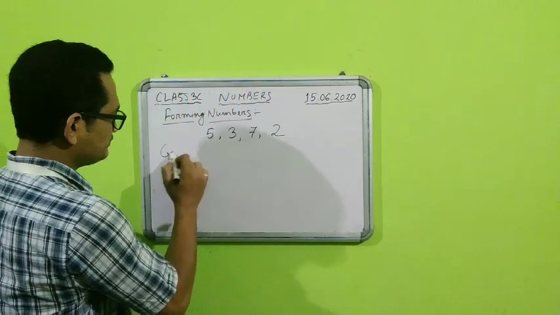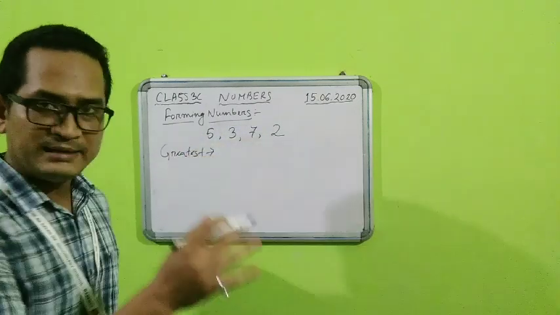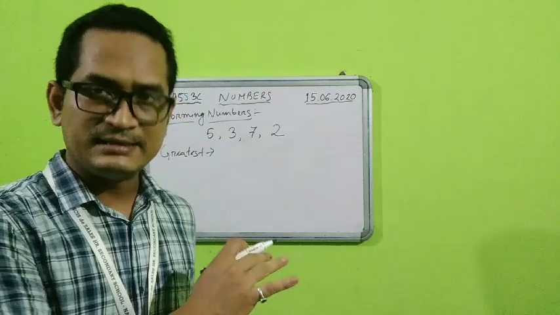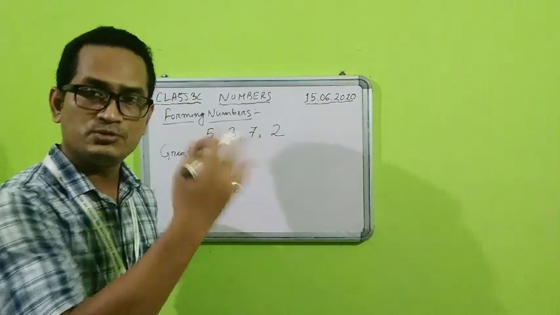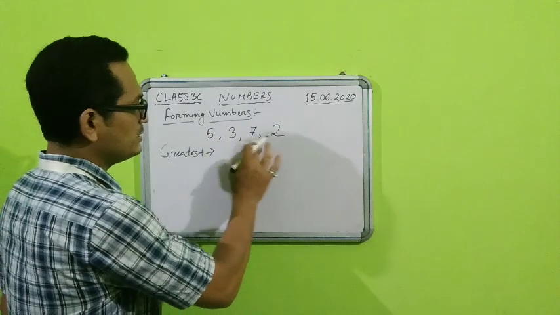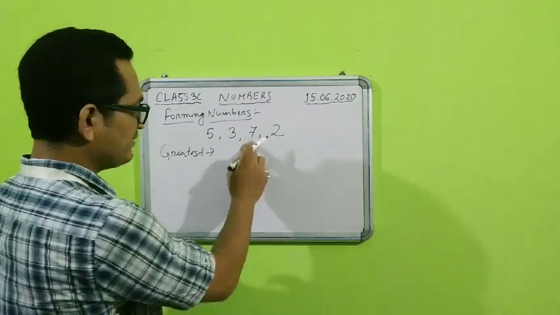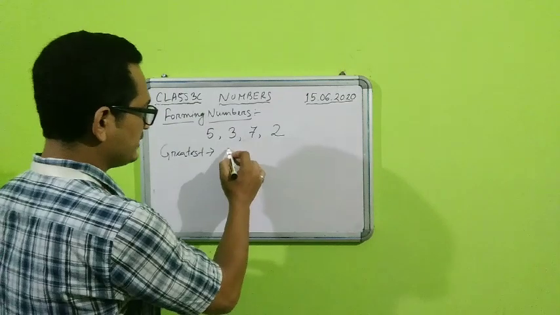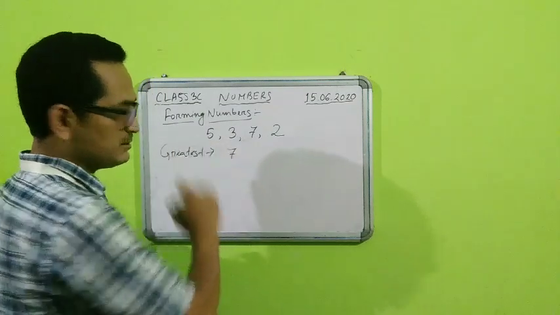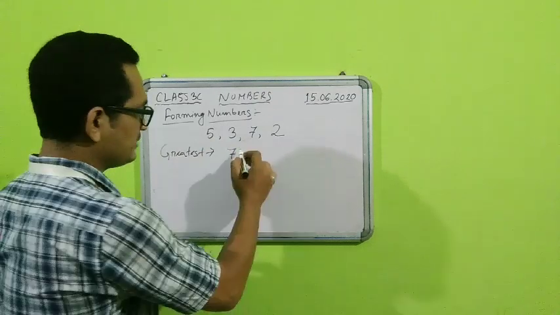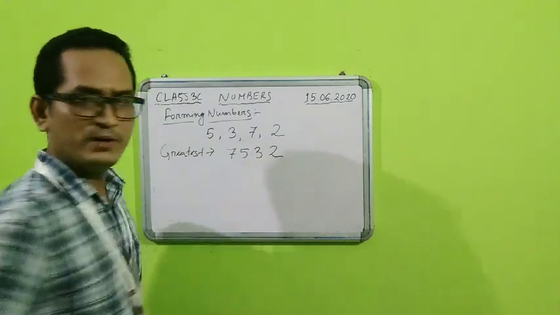To form the greatest number, I need to arrange these digits in descending order. Descending order means largest to smallest. Now out of these 4 digits, students, which one is the largest digit? You can clearly say that 7 is the largest one. So I will first write 7. After that, what is the next digit? 5 will come after that. Then after that 3 will come, and finally 2 will come.